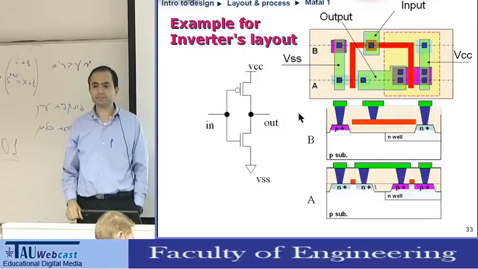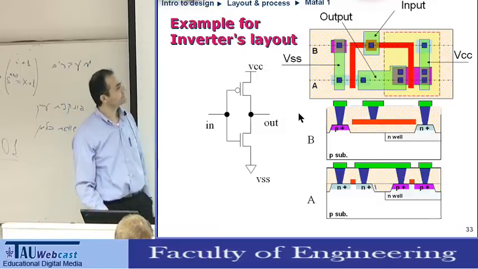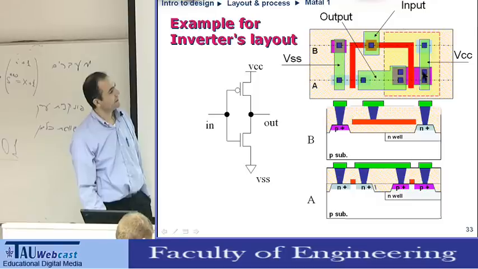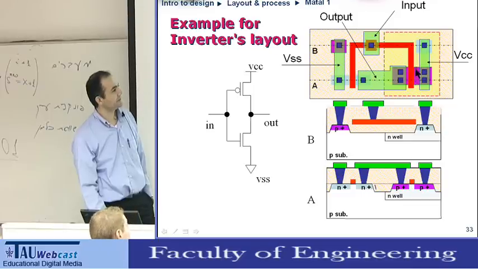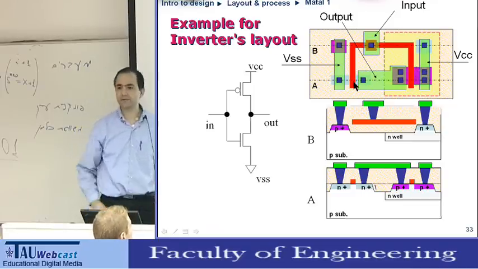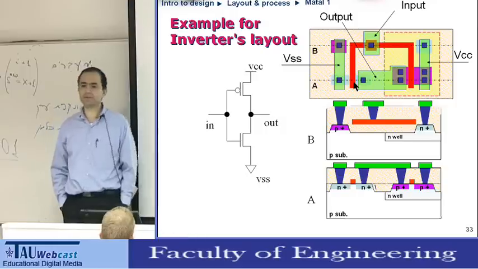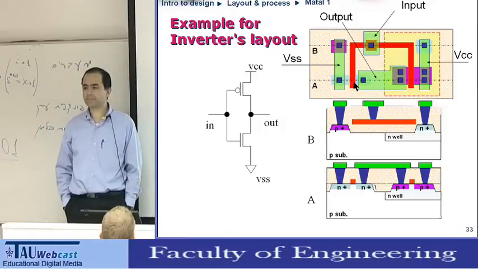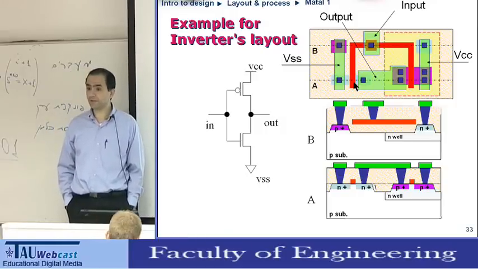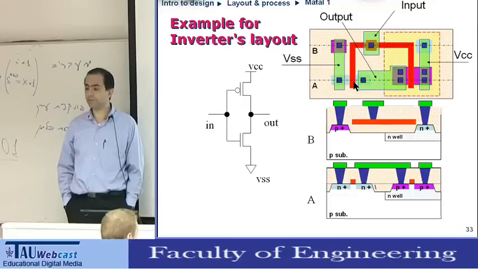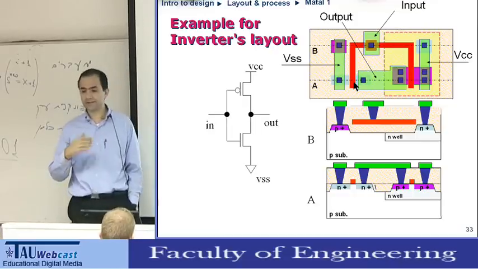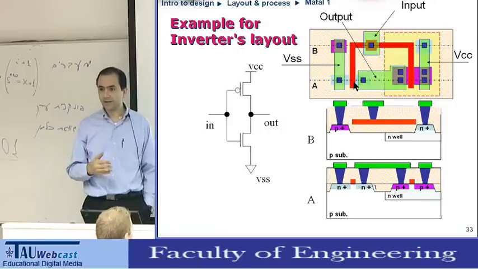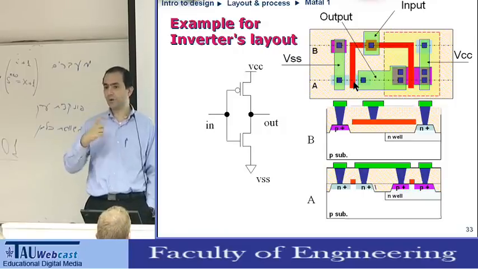Yes? Why are there two connections? Okay, so the question should be, why is the P-channel transistor wider than the N-channel transistor? You should be able to answer that. The difference in mobility. The mobility of the holes is smaller than the mobility of the electrons. So if we want to get the same order of magnitude of current, we need the transistor to be wider.